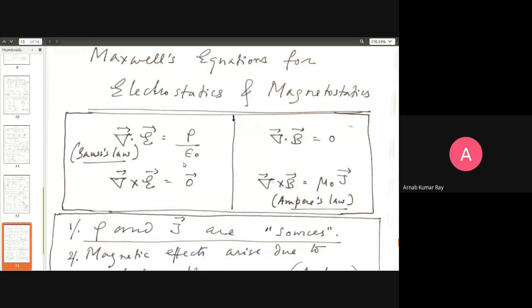Let us now see what we have got. Divergence of E is equal to rho by epsilon naught. You know that already. Divergence of B is equal to 0. We have just discussed that.